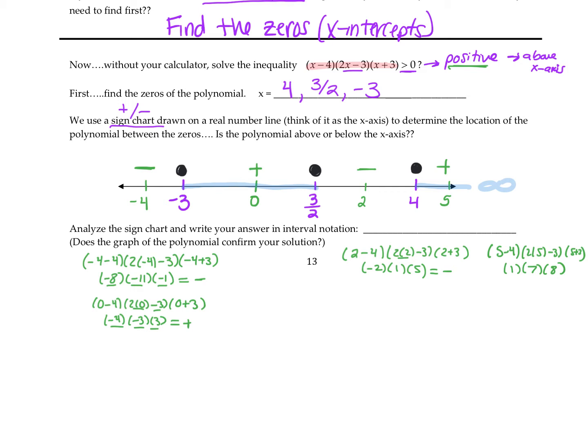So I would say from -3 to 3/2. Sorry, I think I said 2/3. -3 to 3/2, union 4 to infinity is how I would write the answer to this inequality.